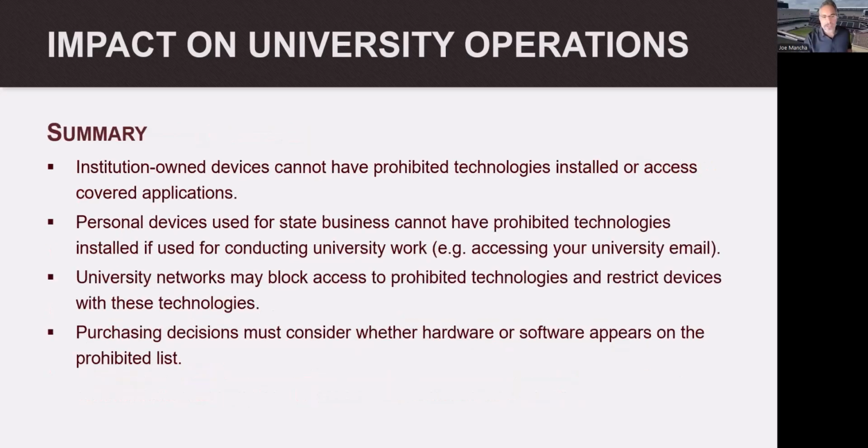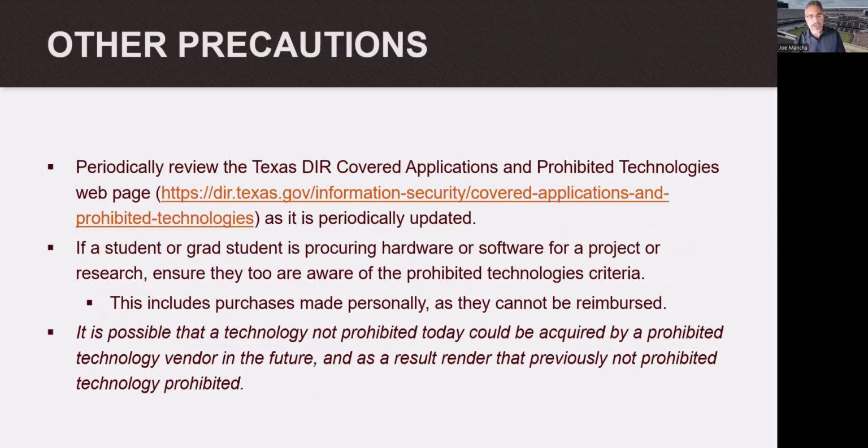So this is just a quick recap. In the interest of time, we'll just keep moving to the next slide. Precautions. Just some precautions. If you're going to engage in a project that will include a technology purchase and you're curious as to whether it may be prohibited technology, you can review DIR's website for their list. They do have the official list. And if you're concerned about a subsidiary or affiliate status, again, you can coordinate with your local IT support.